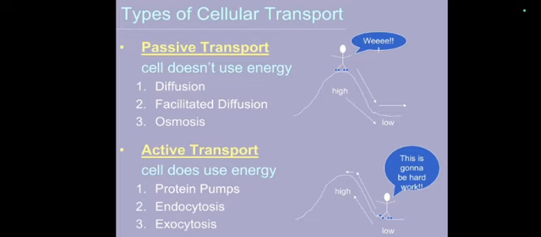Next, types of cellular transport: passive transport and active transport. In passive transport, cells do not use energy. There are three mechanisms: diffusion, facilitated diffusion, and osmosis. In active transport, the cell does use energy, and the three types of mechanisms are protein pumps, endocytosis, and exocytosis.